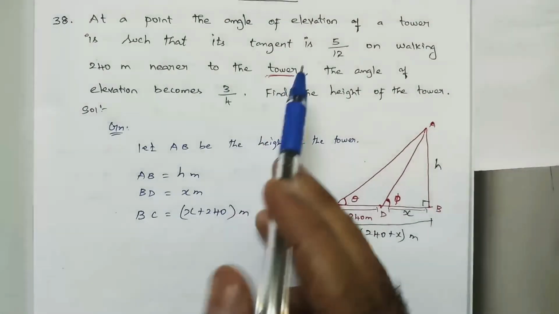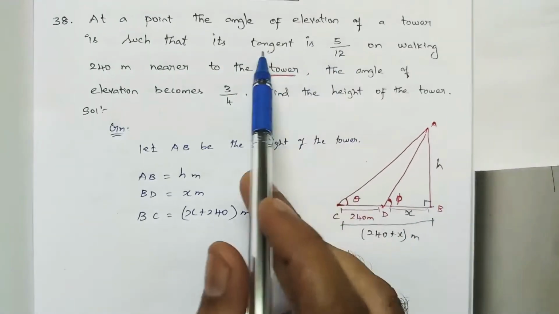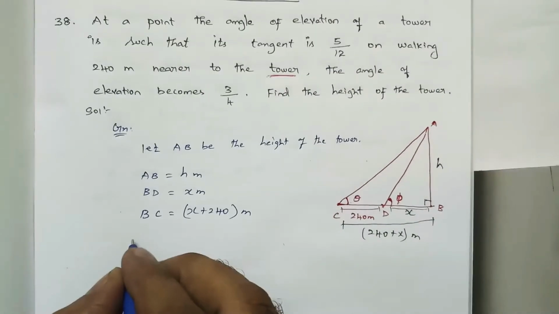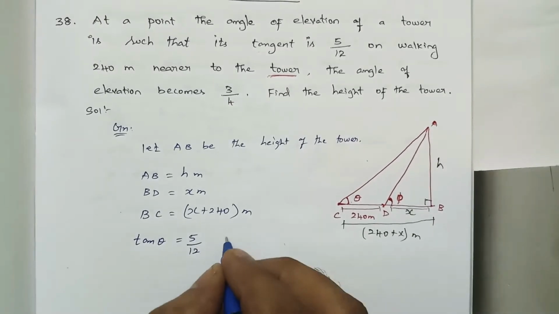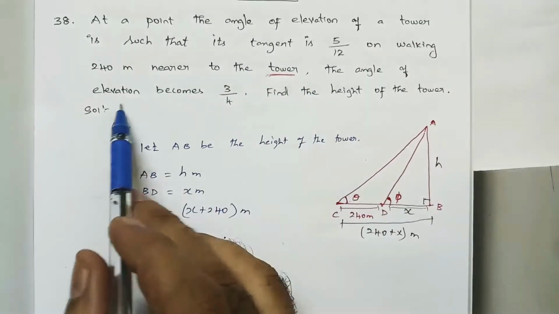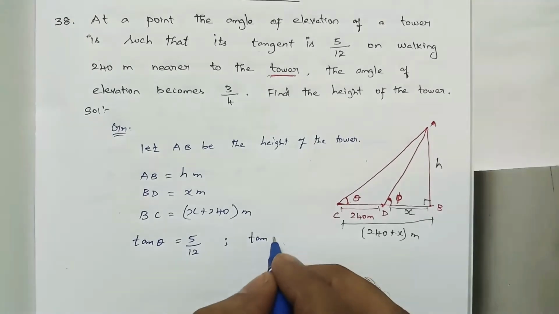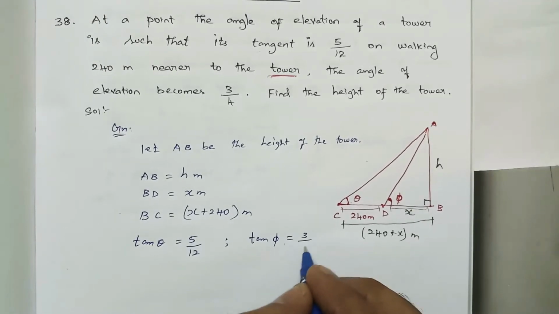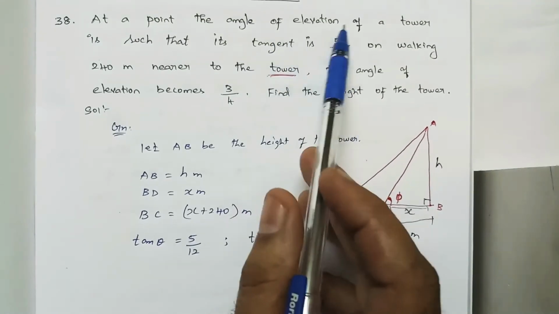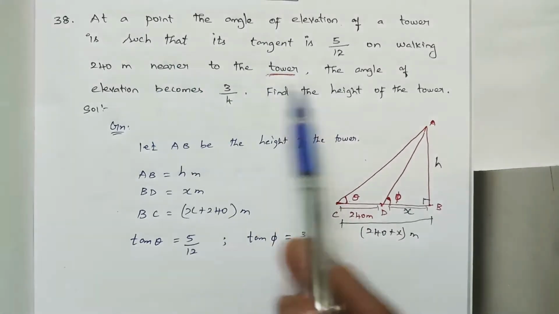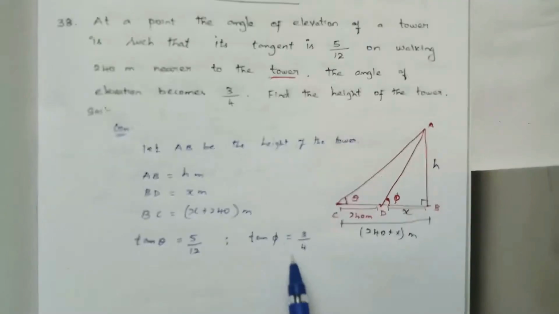Now we are having that the angle of elevation of a tower is such that its tangent is 5 by 12. Tan theta is equal to 5 by 12. And one more thing is we are having, the angle of elevation becomes 3 by 4. That is tan phi is equal to 3 by 4. They didn't give tangent, but generally they are talking about angle of elevation. Here also the tangent becomes 3 by 4.